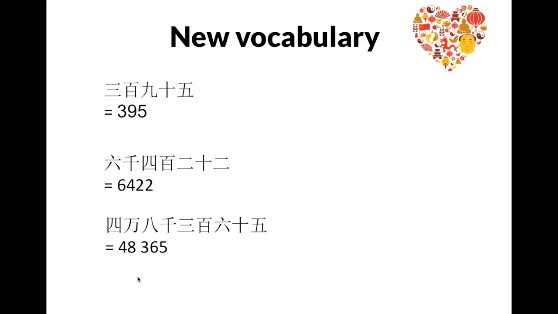48,365. But in Chinese, we say 4 ten-thousands, 8 thousands, 365 instead. We'll practice this a lot more in class because it is difficult, no doubt about that. This was all for the walkthrough for this week. See you in class.